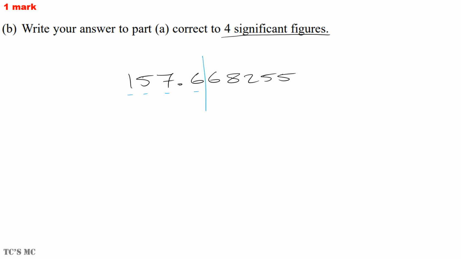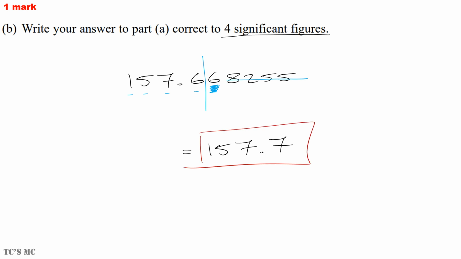Draw a line and focus on this 6. We can ignore everything else. This 6 is above 5, so when we round it, we get 157.7, and that is our 1 mark answer.